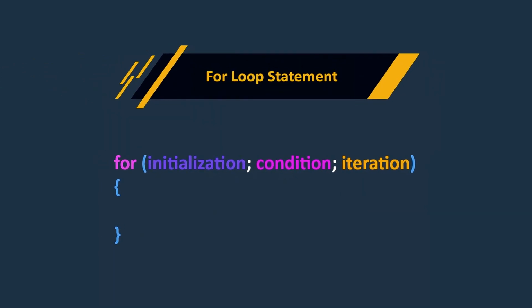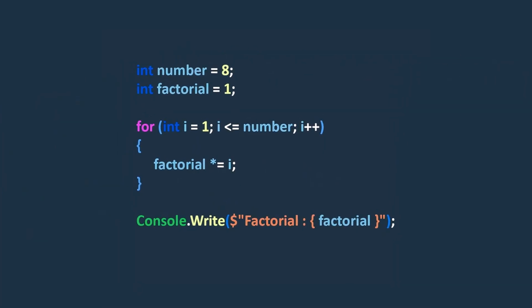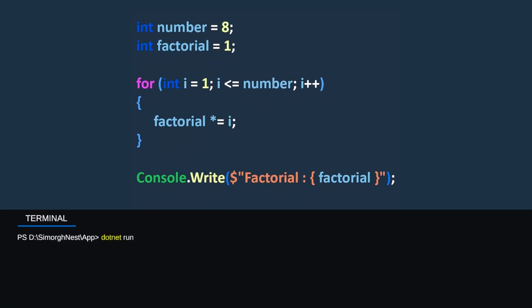Okay, the first one is the for loop. This loop is suitable for scenarios where the number of iterations is known or can be determined in advance. For example, here, in the case of calculating the factorial of a number, a for loop is a great option because we know the exact number of iterations and it allows us to easily repeat the task by iterating over a range of numbers. It simplifies the process by combining the steps of initialization, condition, and iteration into a single construct, making the calculation more organized and concise.